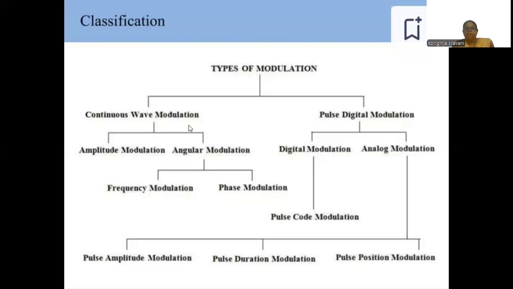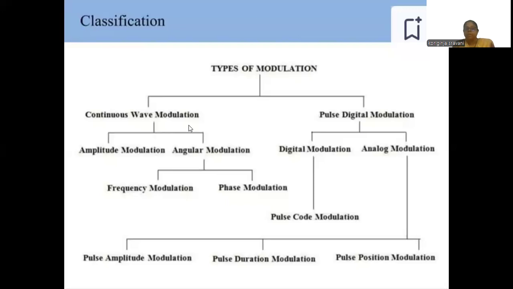Whereas in frequency modulation, the frequency of the carrier signal is going to vary with respect to the characteristics of the amplitude of the message signal. In phase modulation, the phase of the carrier signal will vary. Next, coming to pulse modulation. In pulse modulation, again it is classified into digital modulation and analog modulation. In analog modulation, again we have pulse amplitude modulation, pulse position modulation, and pulse width modulation. It may also be known as pulse duration modulation.